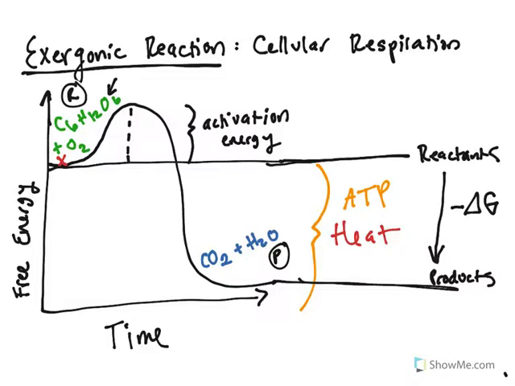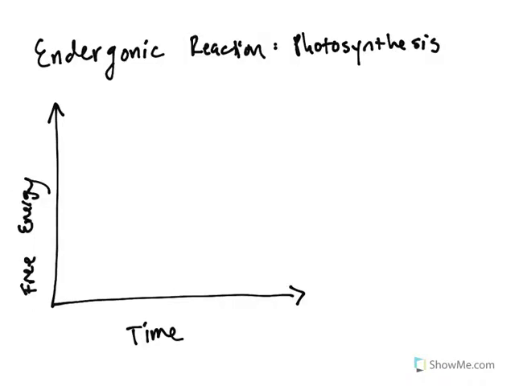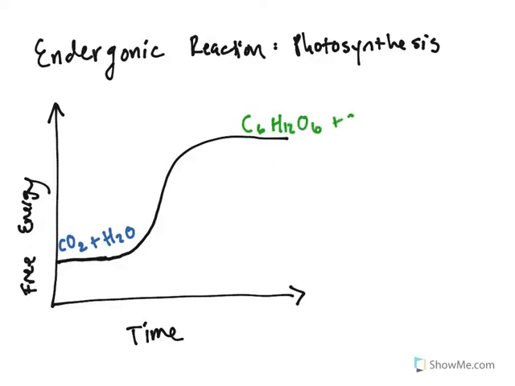It's going to be spontaneous. It's going to be exergonic. It's going to be catabolic. There are a lot of terms floating around, but they're all linked together. So let's look at the opposite. You've got an endergonic reaction, photosynthesis. We can start with the products of cellular respiration, which are the reactants of photosynthesis, as they are inverse equations. So you've got that CO2 and water down here, and then you're going to have C6H12O6 and oxygen released at the end.